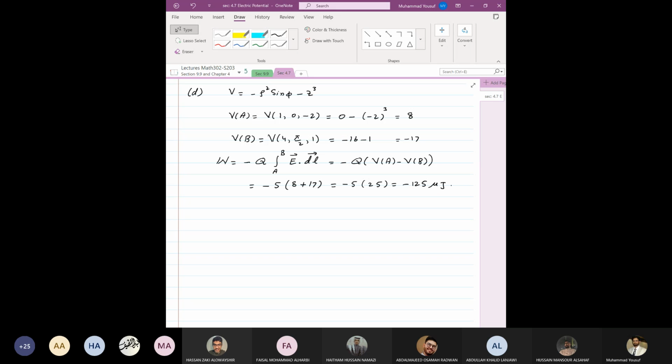Okay. So this is what we have from this 4.7. What is the name of this one? Electrical potential.